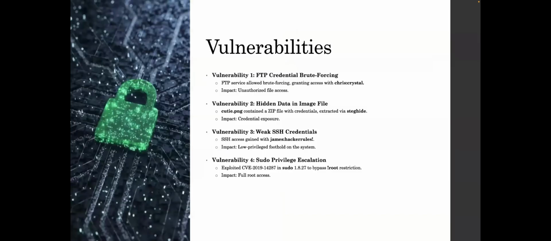Now, let's dive into the vulnerabilities that allowed this attack, starting with the most severe. First, the FTP service was vulnerable to brute forcing, giving me unauthorized access. Second, the qt.png file hid credentials, leading to credential exposure. Third, the SSH credentials were weak, allowing me to log in. And finally, a critical sudo vulnerability. Let me escalate to root.